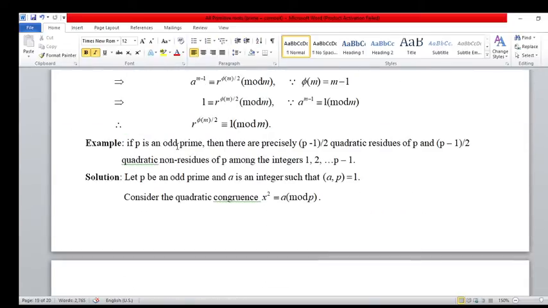So repeat this example again. p is an odd prime, and precisely p minus 1 by 2 are the quadratic residues of p, and p minus 1 by 2 are the quadratic non-residues of p among the integers 1, 2, 3, 4, 5 up to p minus 1. Suppose we have 8 elements, so we have 4 quadratic residues and 4 quadratic non-residues.